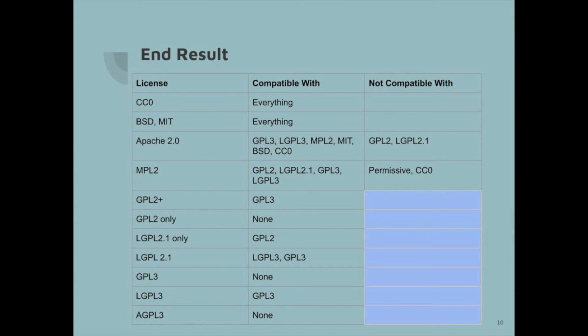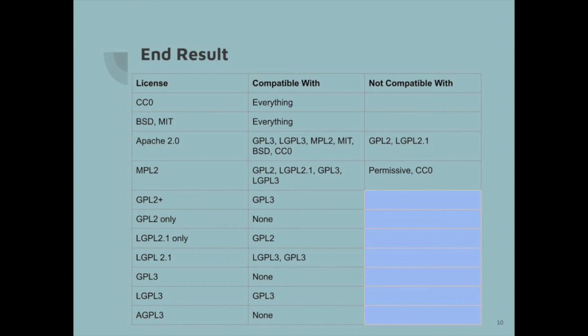So let's see the end result. If you put all this together, this chart is the end result of compatibility. Now keep in mind that this table doesn't answer all compatibility questions by any means. There are many open source licenses other than those listed here. I have only listed the most common ones.